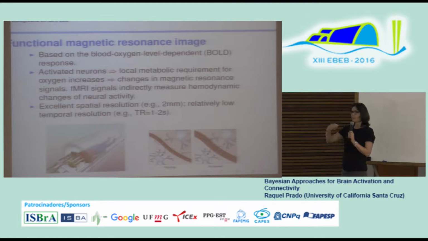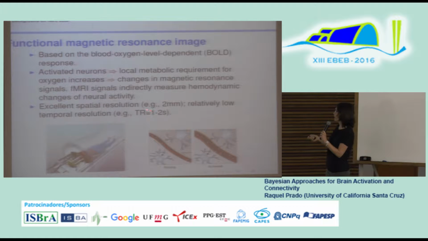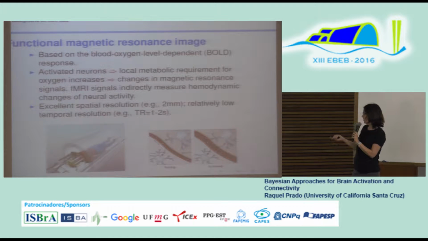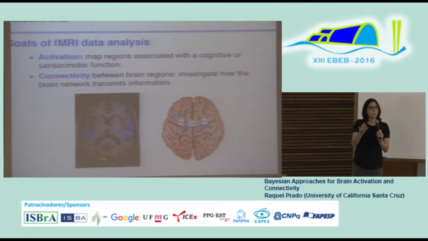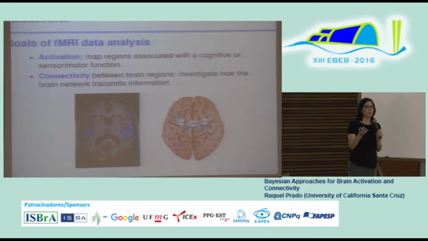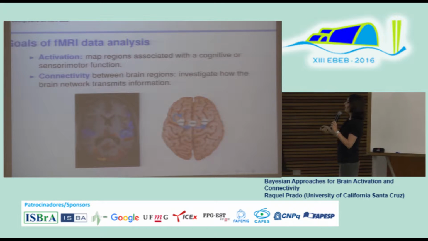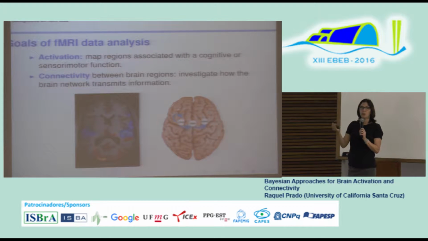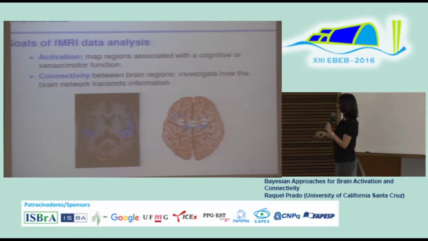So you can think of them as images over time that are collected during a particular experiment, and they have very good spatial resolution and relatively okay temporal resolution. They are not so great in terms of the temporal resolution. So the kinds of questions that people are interested in addressing here are related to activation, so which areas of the brain or which voxels are active during a particular experiment or a particular task, and also what is the connectivity between, it could be between different brain regions or between different voxels if you're working with a whole image. So those are the type of questions.